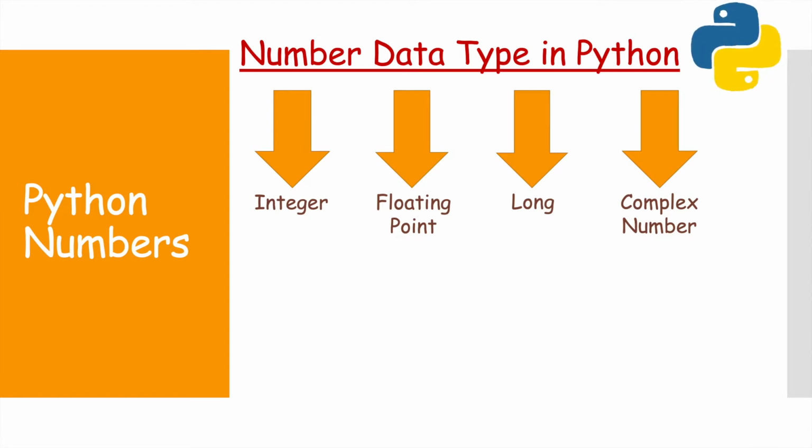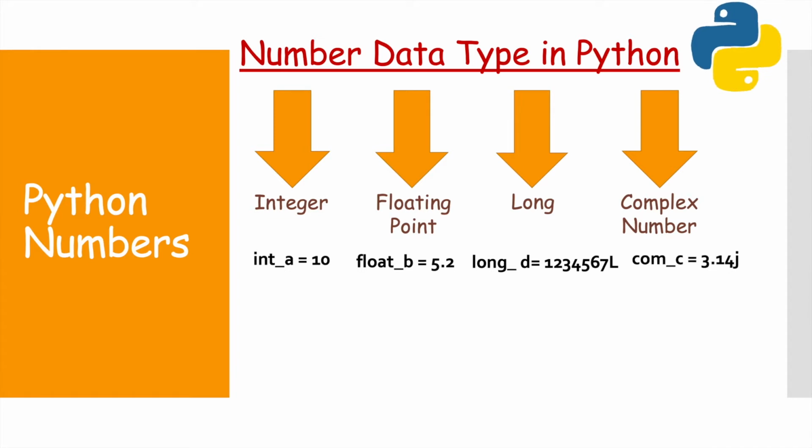There is no need to explicitly declare the variables in Python. The declaration happens automatically when you assign a value to a variable. So let's see certain examples of how we are assigning values to variables. This is an example of assigning an integer value to a variable. This is an example of how you assign a floating point value. A long value is assigned to a variable, and here a complex number value is assigned.